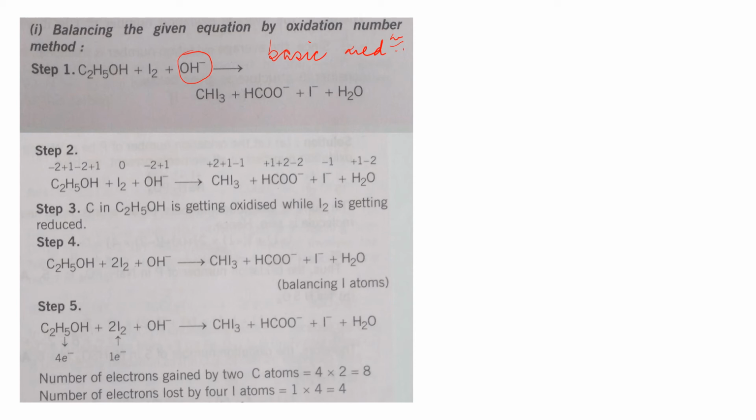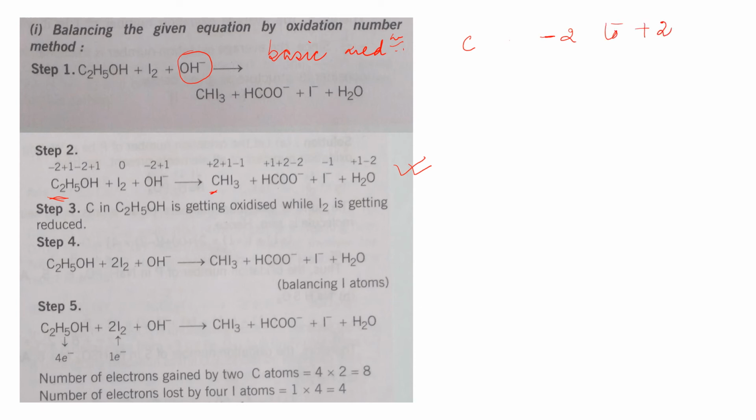This is very important to know, otherwise it will be very difficult for you to balance oxygen and hydrogen in the last step. Now after writing the equation, your next step is to write the oxidation number of all the atoms. So this is your step number 2. Now after writing the oxidation number, the third step is to see which atom is undergoing oxidation and which atom is undergoing reduction. Now in this reaction you can see that the oxidation number of carbon is changing from -2 to +2.